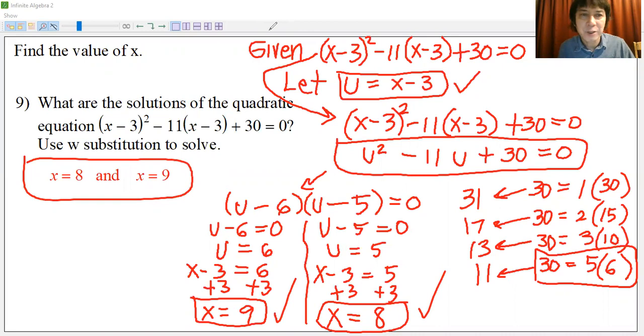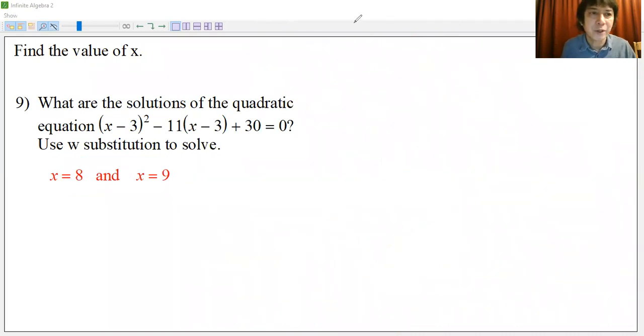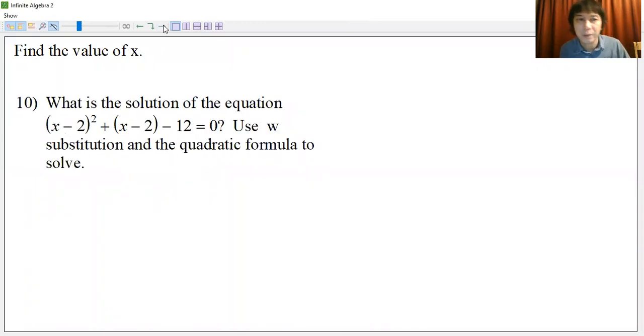For our last number, let's continue with number 10. Let's clear the board. Here's number 10. What is the solution of the equation x minus 2 squared plus the quantity x minus 2 minus 12 is equal to 0? Use u substitution and the quadratic formula to solve.